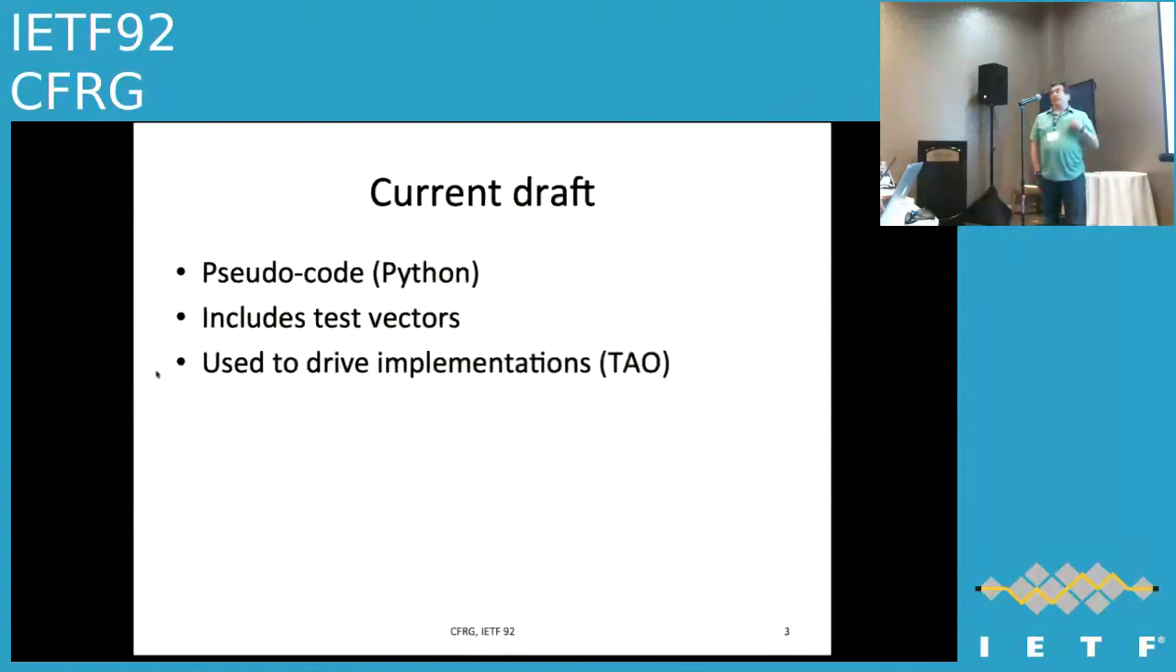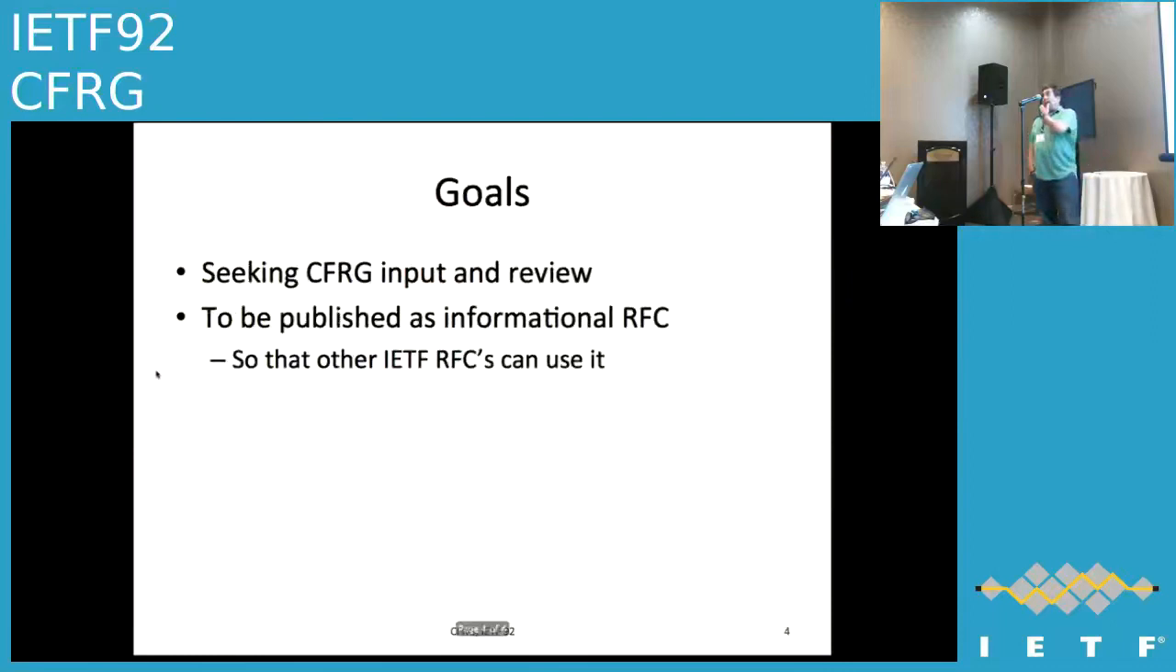Next page. The current draft has pseudocode, actual real code in Python. It includes test vectors, and it has been used to drive implementations, notably the aforementioned OpenSSL. The goals of the document: this is not intended to be a CFRG document. It's going to be an individual informational submission, so that anybody else who wants to use it has test vectors and sample code so they can interoperate with those, little things like Android and Facebook and so on. And that's it. Any questions?